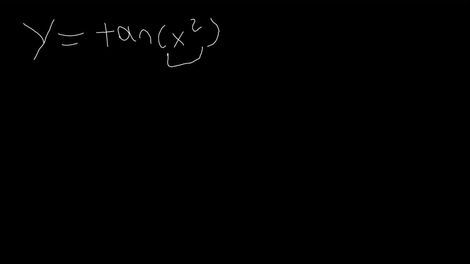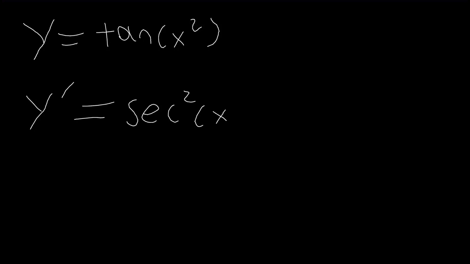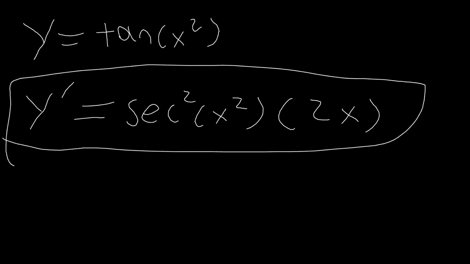Let's try another example. How would you find the derivative of y equals tangent of x squared? So again, the x squared is going to be our inner function, and then the tangent is our outer function. So y prime is just going to be the derivative of tangent, which is secant squared. Keep the inside the same, secant squared of x squared, multiplied by the derivative of the inside, which is just 2x. That's the answer.